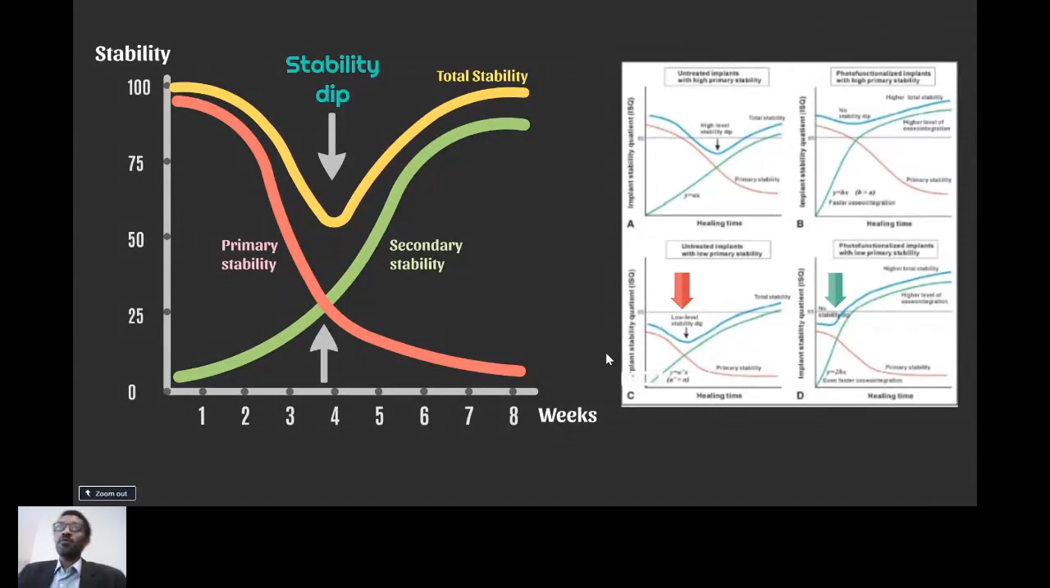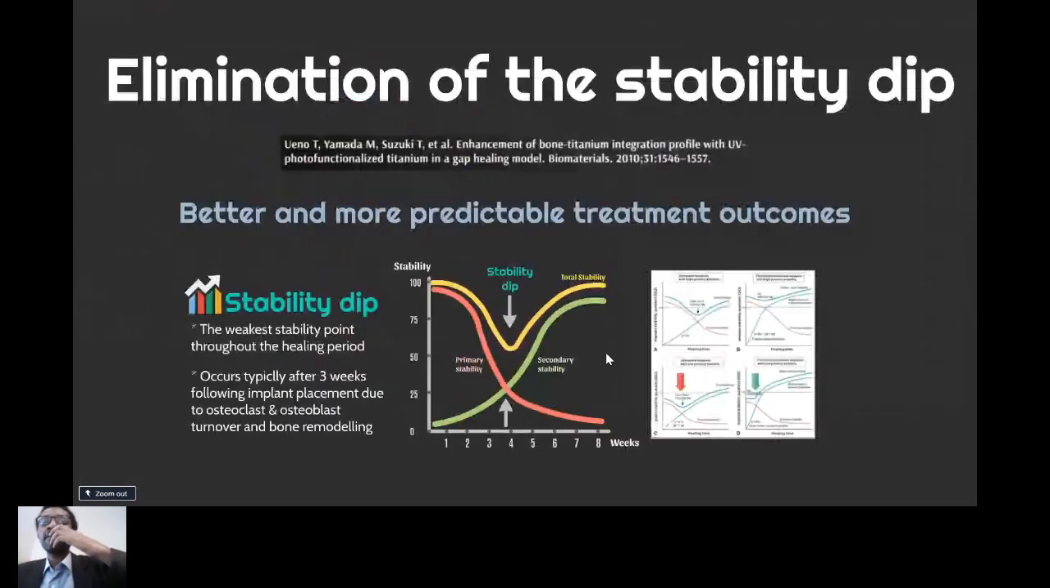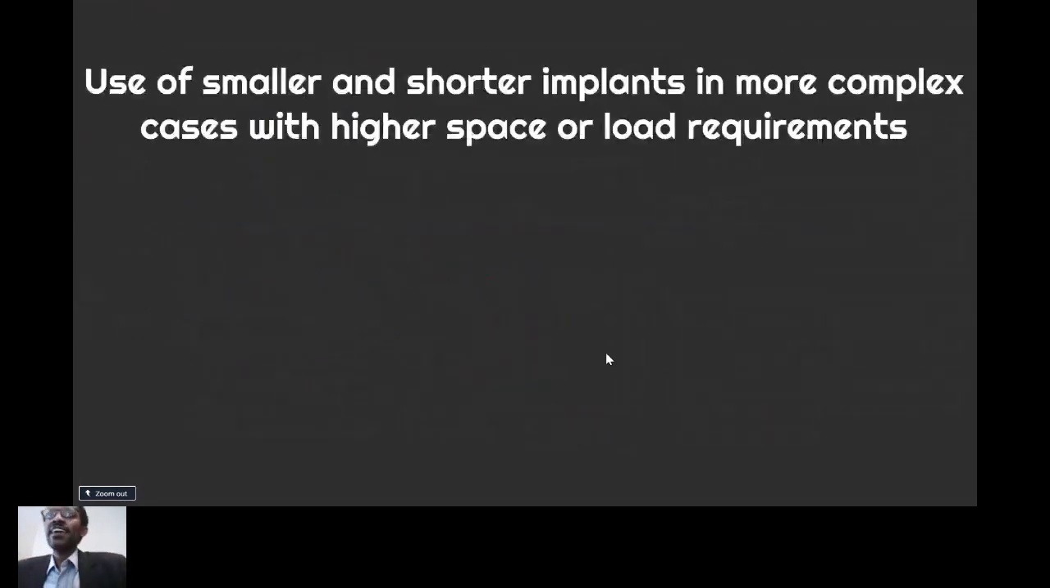So that's one of the things that you decrease. Once you eliminate this stability dip, you have more success predictability, and you decrease your failure chances once you put your implant, especially in early loading situations. Another clinical use of this is the use of smaller and shorter implants in more complex cases with higher space or load requirements.